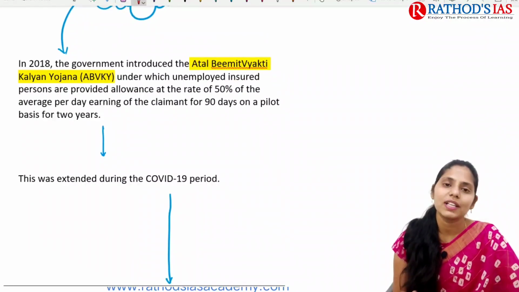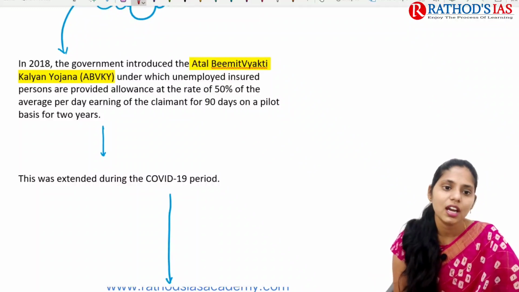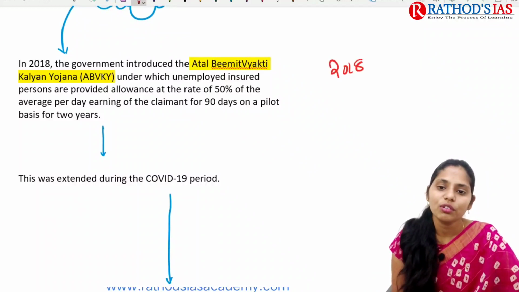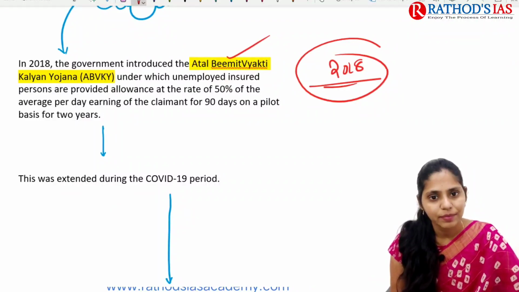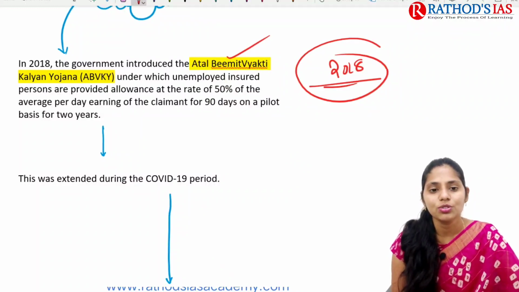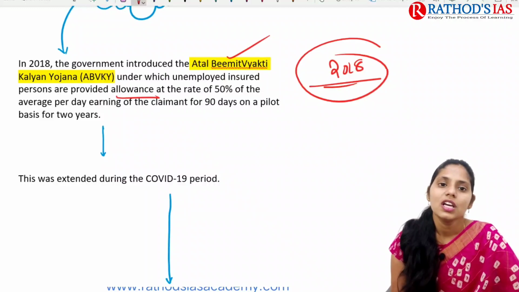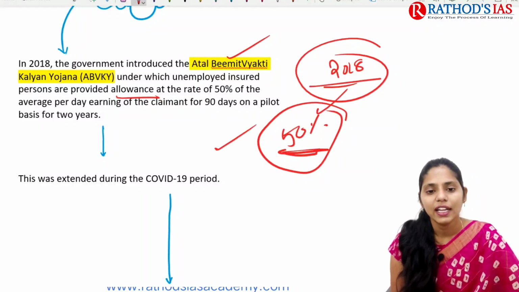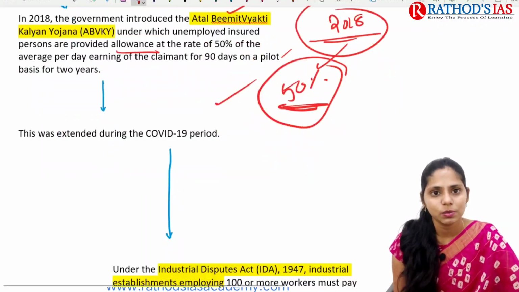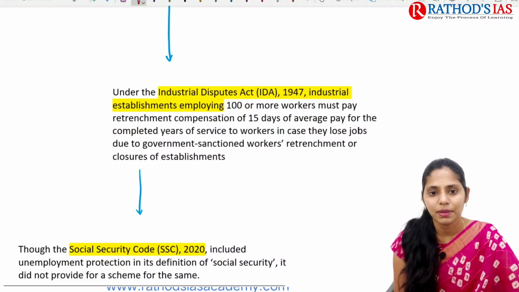If you're talking about examples of schemes present in India, in 2018 the Government of India introduced the Atal Bimit Vyakti Kalyan Yojana. Under this scheme, unemployed people will get some insurance, okay? They will be allowed some allowances at a rate of 50% of average per day earning, okay? They came up with a pilot project, and this project was extended during this COVID-19 period.